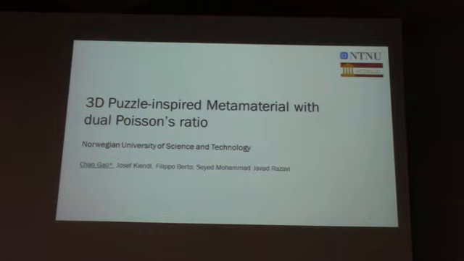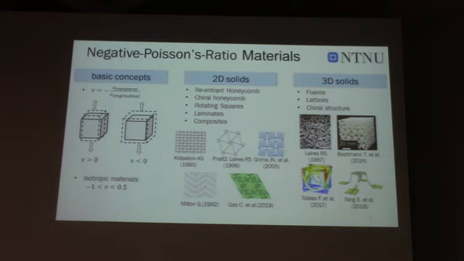Today, my name is Xiaobao, and I would like to share my knowledge on 3D puzzle-inspired metamaterials with dual Poisson's ratio. As we all know, mechanical metamaterials receive increasing interest from scientists and researchers because they have unusual mechanical properties like negative stiffness ratios or negative Poisson's ratio. Today I will focus on the Poisson's ratio problems. Regarding the fundamental equations, the Poisson's ratio could be positive or negative, and for isotropic materials it ranges from -1 to 0.5.